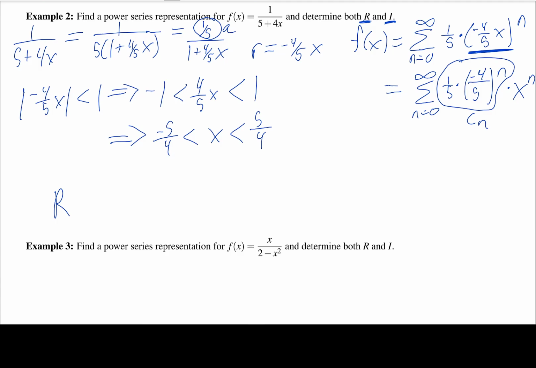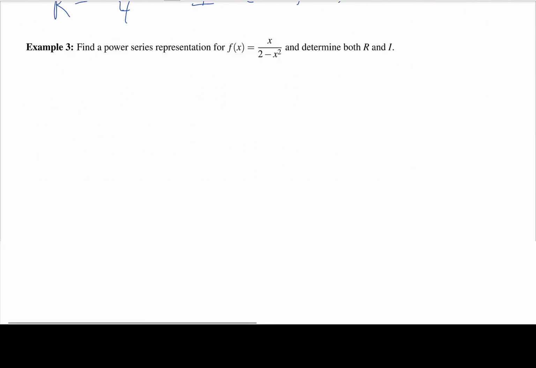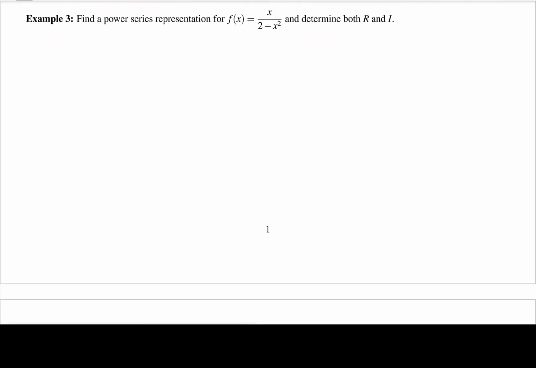So this will tell me that my radius of convergence is going to be 5/4, and that the interval of convergence will be negative 5/4 to 5/4. Okay, now example 3 will be quite a bit harder.